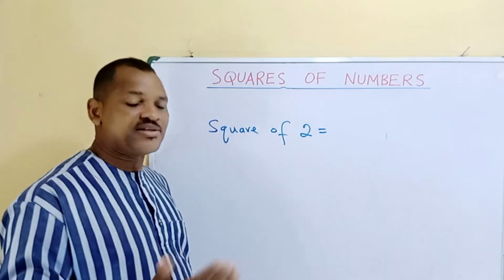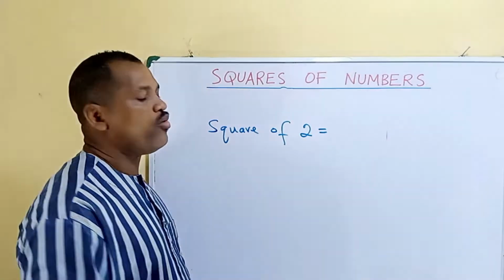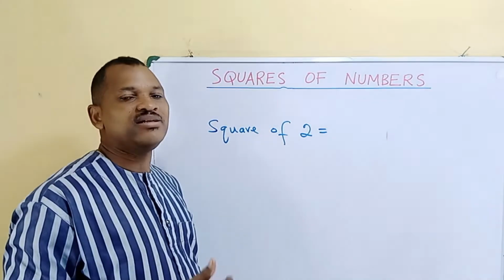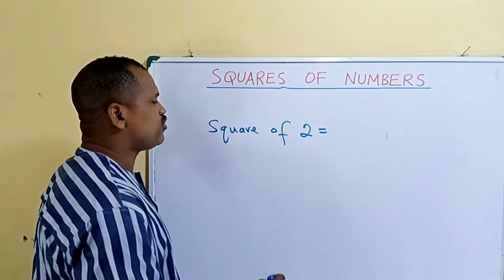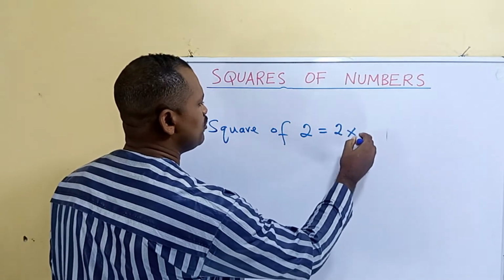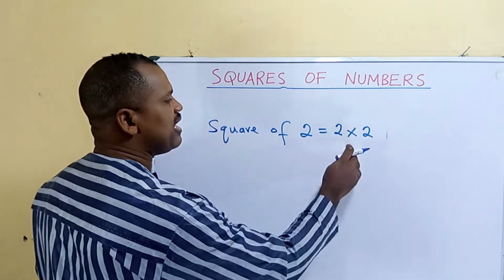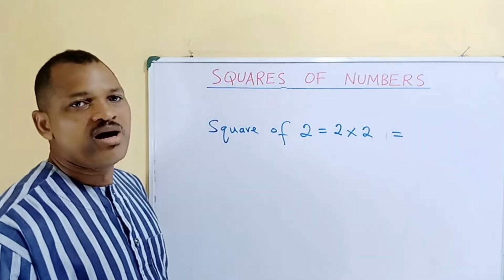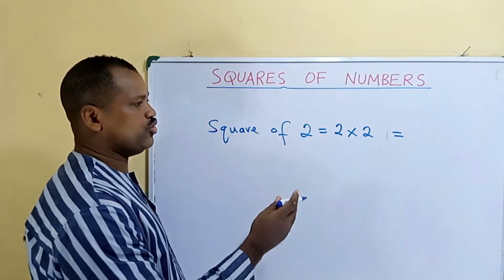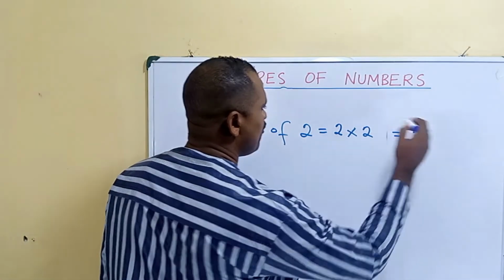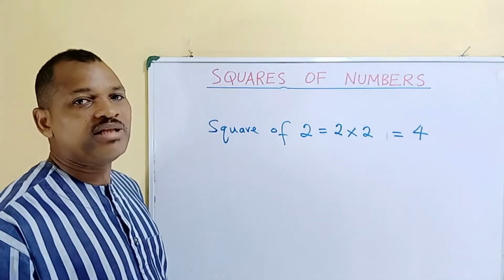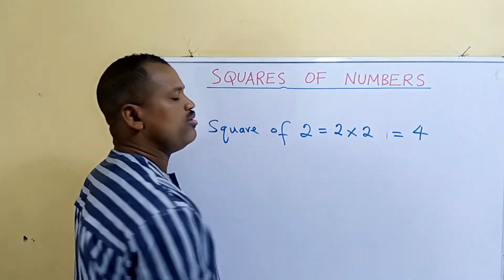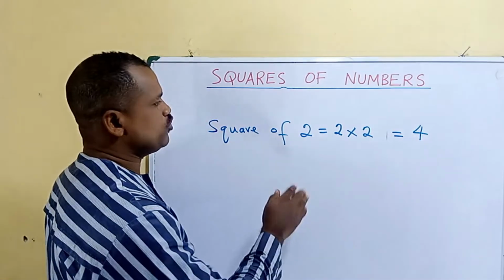Now, what the person is asking you is, what will you get when you multiply 2 by itself? That is 2 by 2. What will you get? That is what the person is asking you. And of course, if you multiply 2 by 2, you will get 4. So what that means is that the square of 2 is equal to 4.